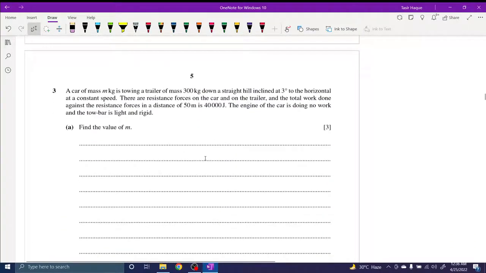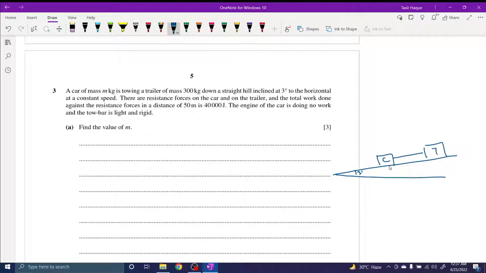A car of mass 500 kg is towing a trailer of mass 300 kg down a straight hill inclined at 3 degrees to the horizontal at constant speed. Okay, so this is our hill. Now we have our car here. It's actually pulling this trailer. This is 3 degrees, at constant speed. So there's no change in KE, okay?